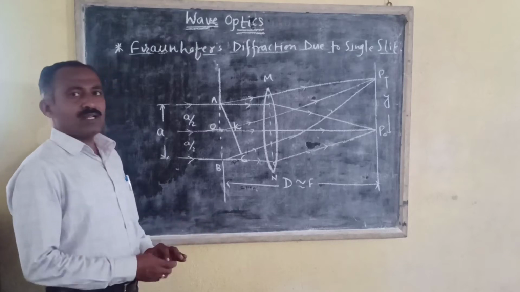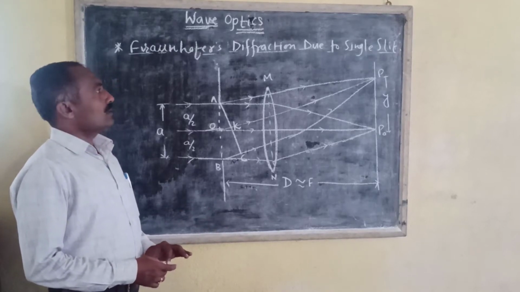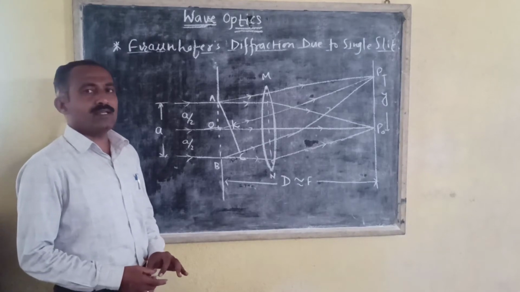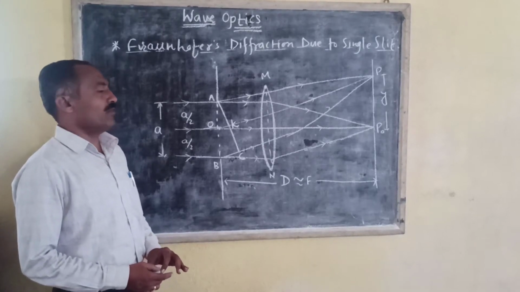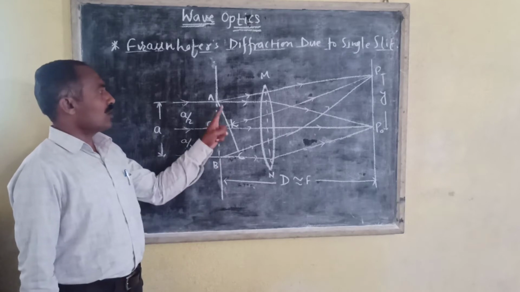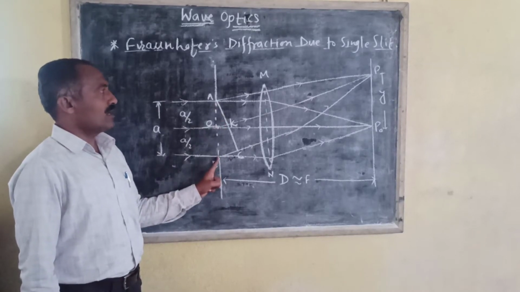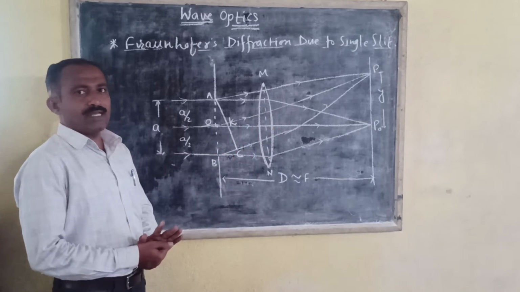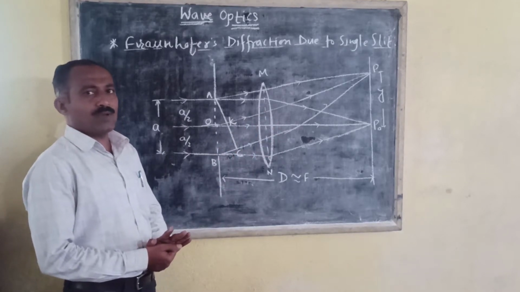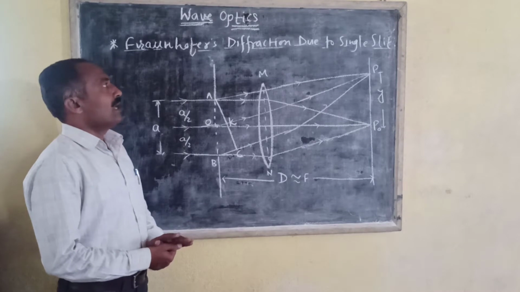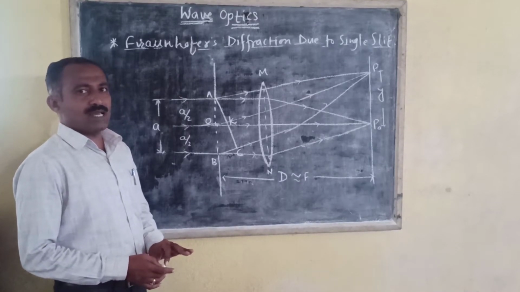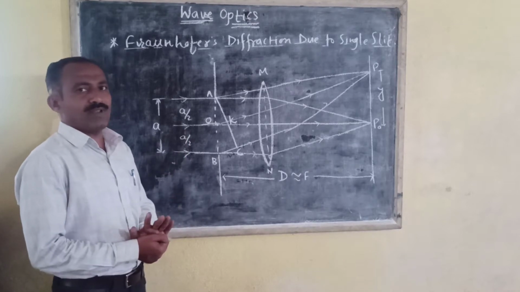Students, last period we saw the diffraction of light. Diffraction of light is the bending of light near the edges of an obstacle or the corners of a slit, and entering into the geometrical shadow. This phenomenon is called diffraction of light. Later on we saw Fresnel's diffraction and Fraunhofer's diffraction. Those are the types of diffraction.